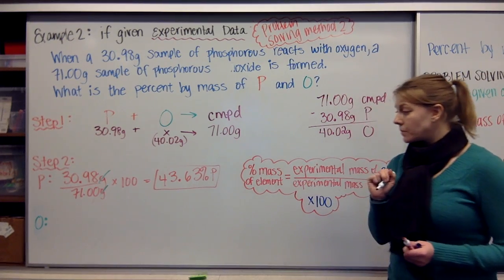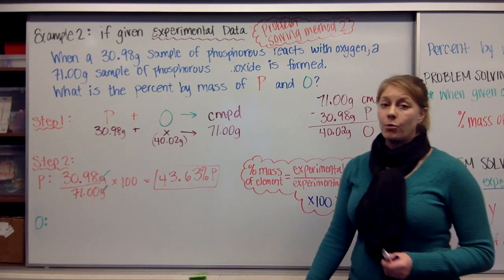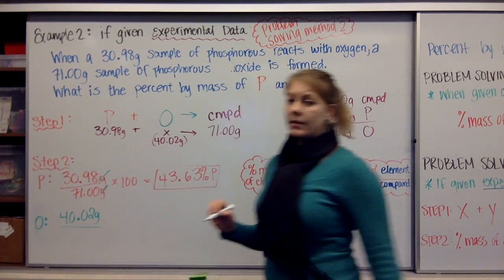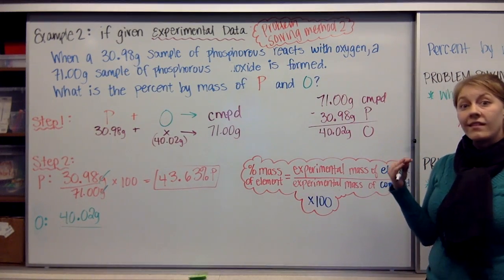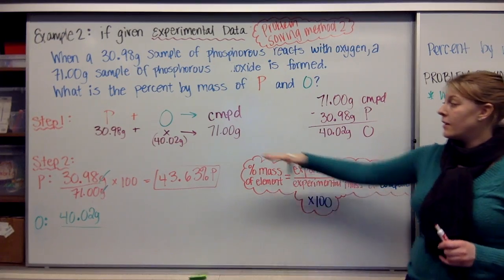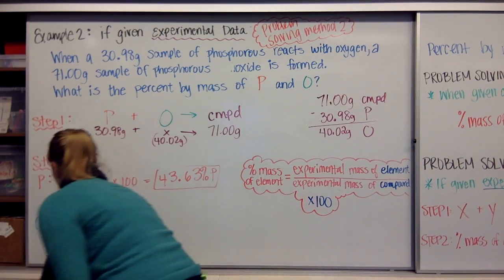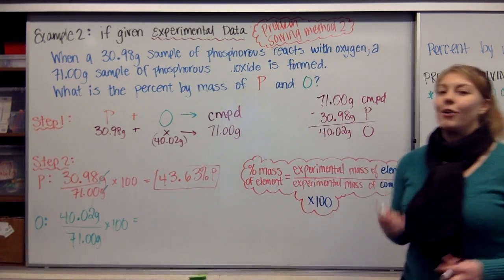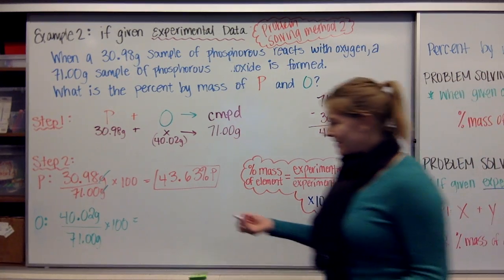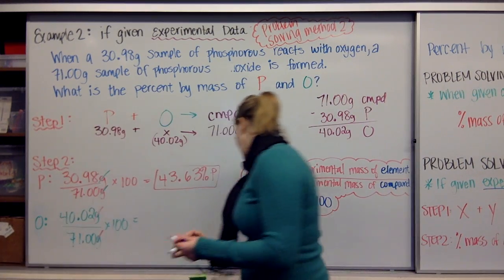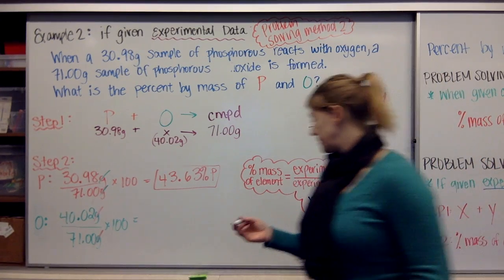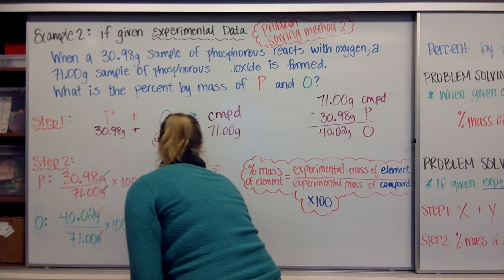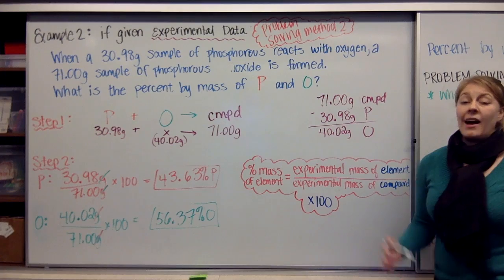Now, oxygen, we already figured out, has a mass of 40.02 grams. So we have 40.02 grams. That's our part divided by the whole. Remember, the whole is the same for both the elements that we're using. It's going to be the mass of the compound. 71.00 grams times 100. What unit crosses off? My grams. All right, and when I calculate that, what percent do I get? I get 56.37% oxygen.